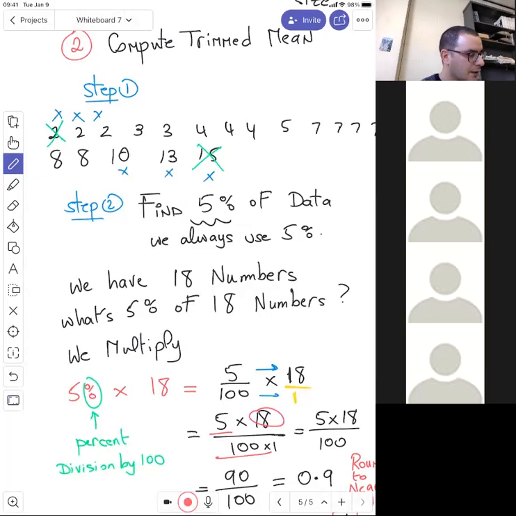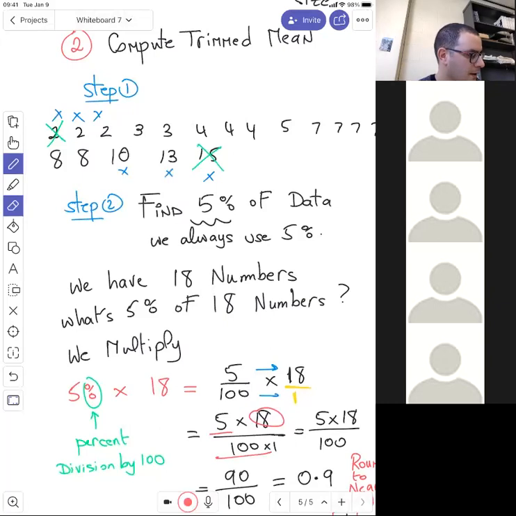When we delete 1 from the bottom and 1 from the top, you're talking about the smallest and the largest integer, the actual number, not subtracting from that number. Yes, the actual number.